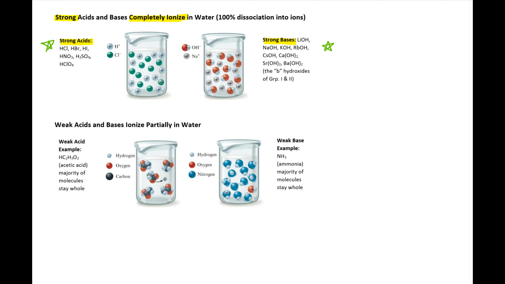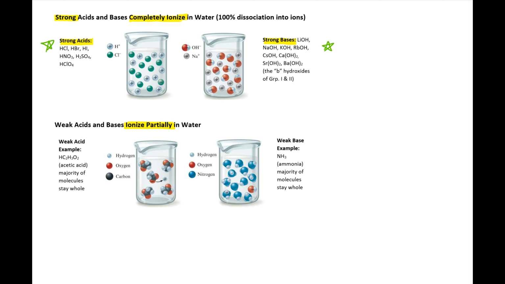Now, how does this differ from weak acids and weak bases? If strong means 100% dissociation, well, weak means less than 100% dissociation. Weak acids and weak bases partially ionize in water. They partially ionize, meaning only some moles of those weak acids break up into ions. Only some of them are going to break up into the hydrogen ion and the negative anion. And the same thing applies for the weak bases.